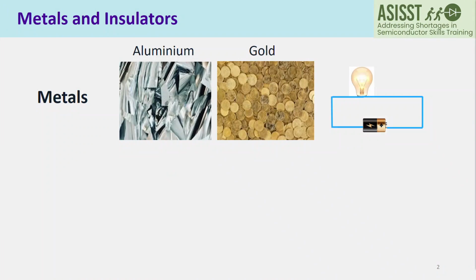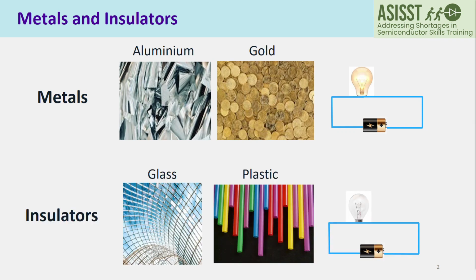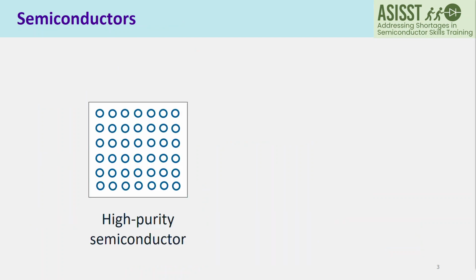Metals conduct electricity well, so they have good or high electrical conductivity. Insulators have poor or low electrical conductivity. Sitting between metals and insulators in terms of electrical conductivity are the semiconductors. Having intermediate electrical conductivity doesn't seem all that useful at first glance.